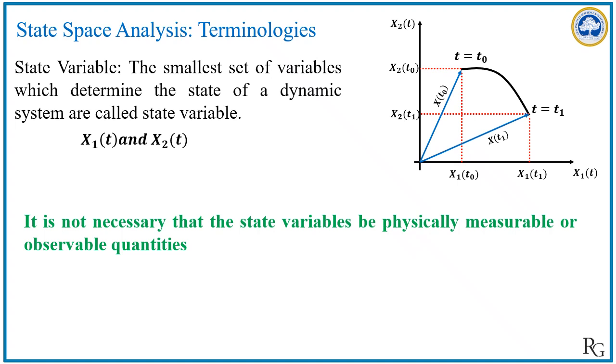So let's now look at some basic terminologies used in state space analysis. The first important term is state variable. A state variable refers to the smallest set of variables that can completely describe the state of the dynamic system at any given time. Or in other words, once we know these variables at a certain instant, along with the input, we can determine the future behavior of the system. We normally denote state variables as x1, x2, or x1 dot, x2 dot, like this.